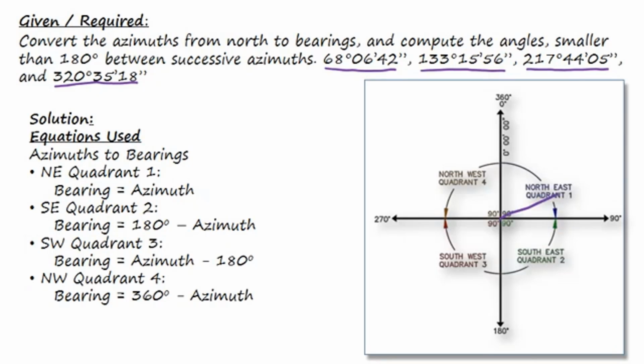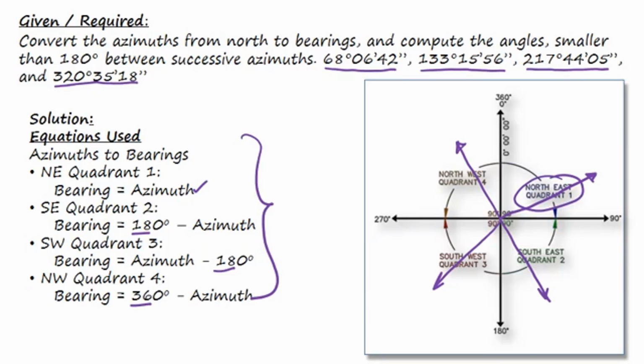So 68 is 68 degrees some way out this direction. 133 degrees is out this direction. 217 is out this direction, and 320 is out this direction. So we're going to use these equations here to solve for the bearings. Now, remember the equations, or remember whether it's adding or subtracting 180 degrees or the 360. Bearings and azimuths in the first quadrant have the exact same angles.